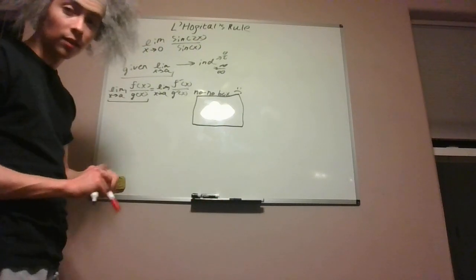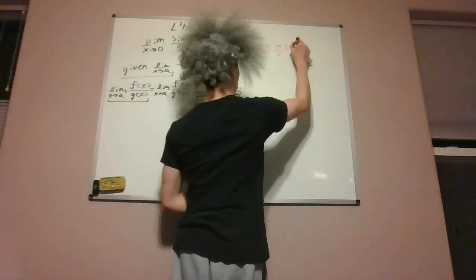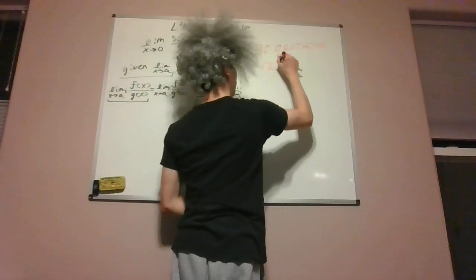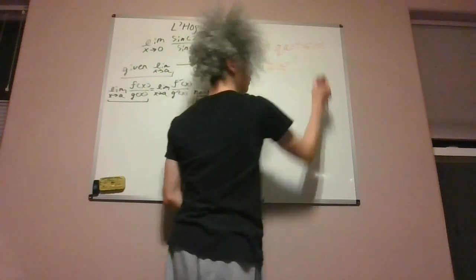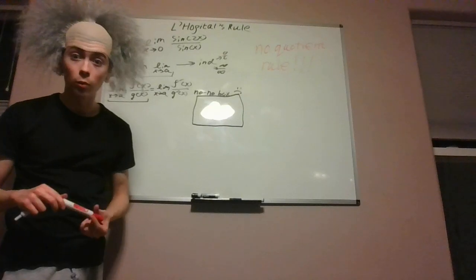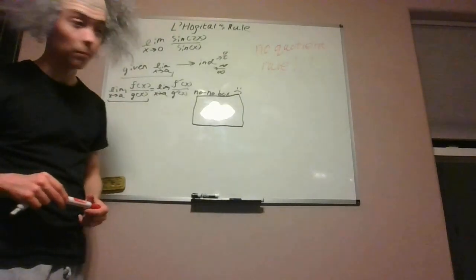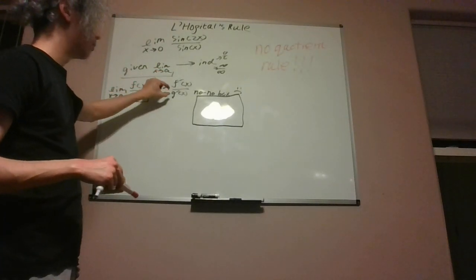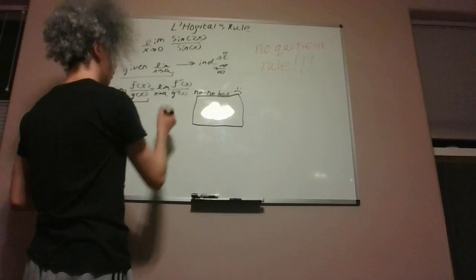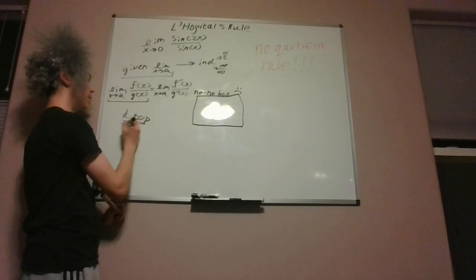I'm gonna write this big, bold, and red. No quotient rule. Yay, right? We don't have to use the quotient rule. Sometimes the quotient rule can get big and messy, and we don't like to use the quotient rule when we don't have to. With L'Hopital's rule, we literally just take the derivative of the top and the bottom, totally independently with respect to the same variable. It's going to be that input x. I always like to think of it as d top, d bottom.